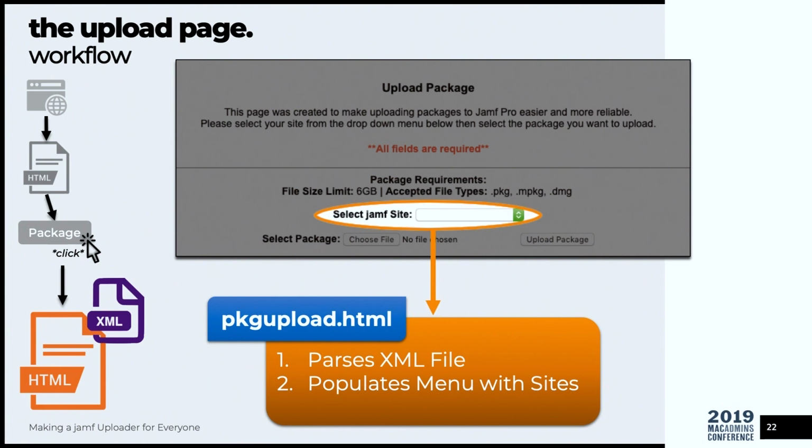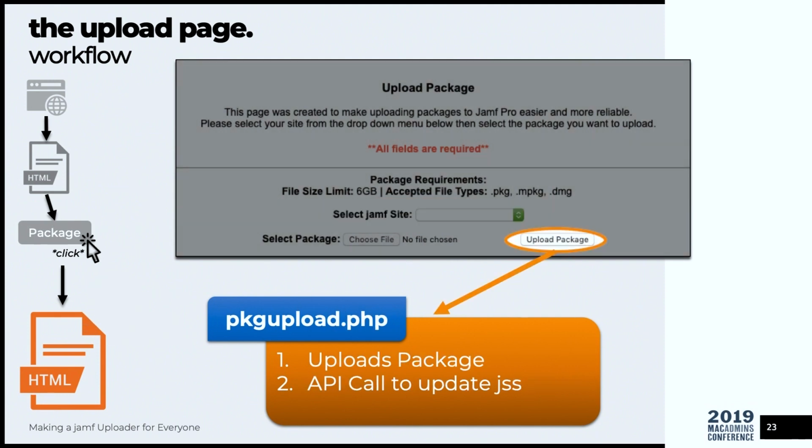To do the parsing, I use a jQuery function that runs when the package upload page is first loaded. This function takes the contents of the sitelist.xml file, finds each of the sites, and adds them to the option tag of the drop-down menu. Now, we not only have an updated list of sites, but it's not a gobbledygook of XML, and it looks like it should. So the users are happy.